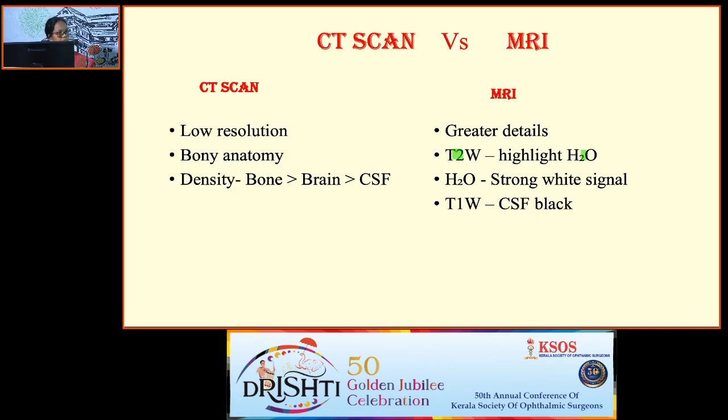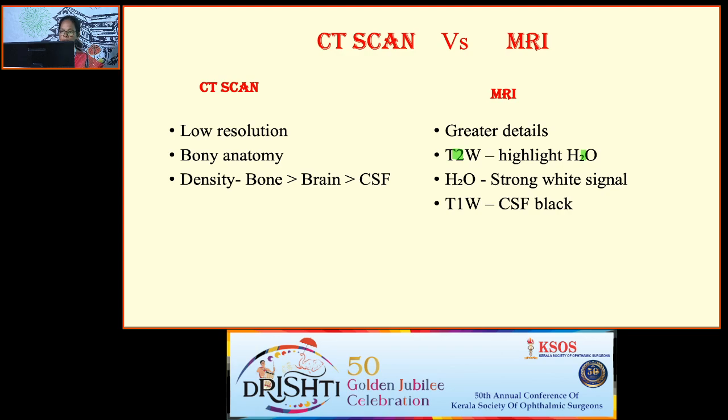So how will you differentiate between CT and MRI? CT has a low resolution compared to MRI. So bony anatomy is more marked in CT compared to MRI. And structural details will not be as well defined in CT as in MRI. So bony density is maximum. Density of bone is seen there as the maximum. In MRI, you can see the greater details.